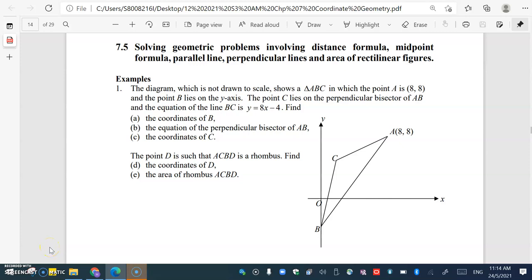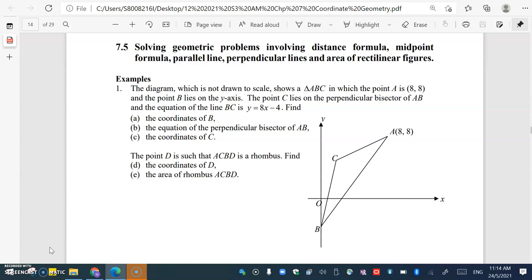In this module, let us learn how to solve geometric problems involving all the formulas that you have learned thus far, from distance, midpoint, parallel, perpendicular, as well as area of rectilinear figures. Let us now turn to page 102 of your notes.